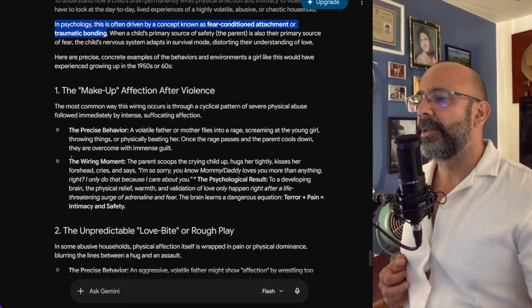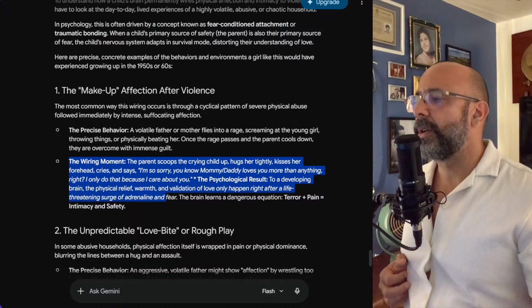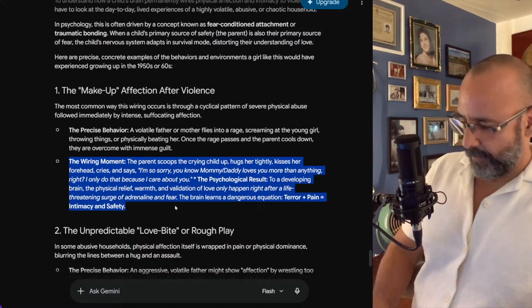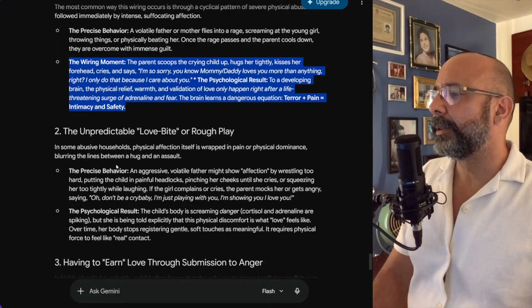The psychological result: to a developing brain, the physical relief, warmth, and validation of love only happen right after a life-threatening surge of adrenaline and fear. The brain learns the danger. Oh, so it's basically conditioning. It's associative conditioning. Got it.